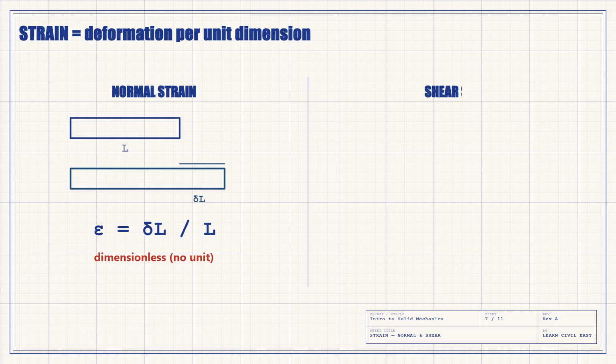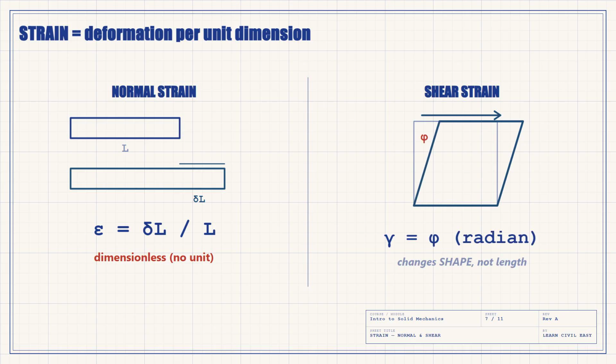Now, when stress acts, the body deforms, and deformation per unit dimension is strain. Stretch the bar by delta L over an original length L. Normal strain epsilon equals change in length over original length, a ratio of two lengths, so strain has no units. It's a pure number, keep that one-liner: strain is dimensionless. And just as shear stress slides layers, shear strain distorts them. Push the top of a square sideways and it leans into a parallelogram. The little angle of tilt, phi, is the shear strain. Shear strain gamma equals that angle in radians. Normal strain changes length. Shear strain changes shape.